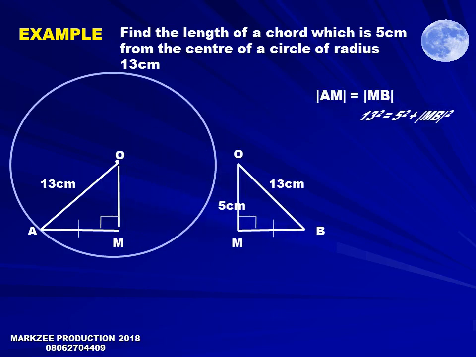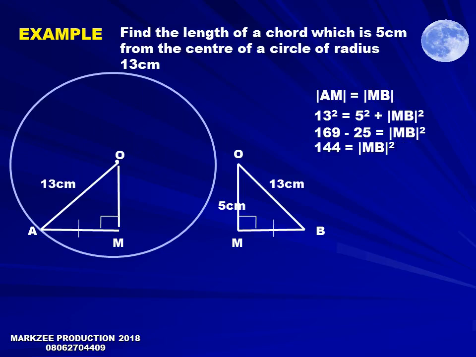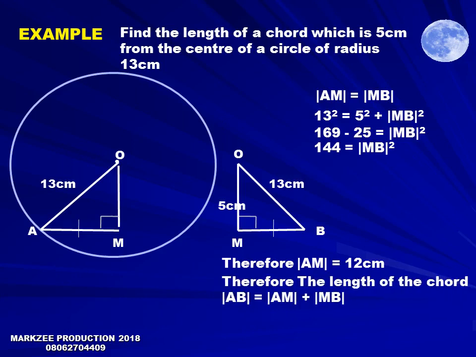Now we can separate those two and use Pythagoras theorem to find the distance from M to B. Now we're going to get MB as 12 centimeters. So if MB is 12 centimeters, AM will also be 12 centimeters. Therefore, the length of the chord, which is AM plus MB, will be 12 plus 12, which is 24 centimeters.